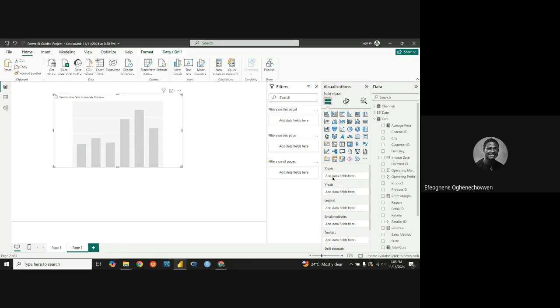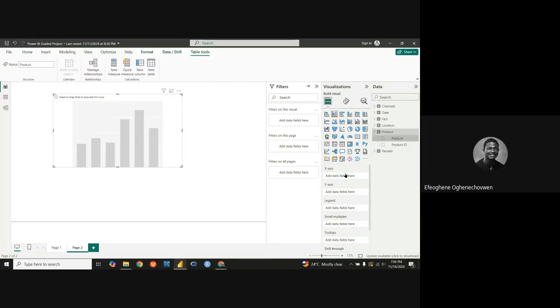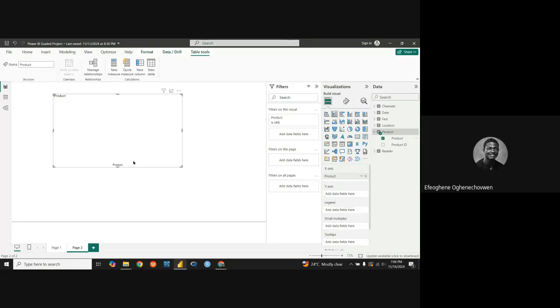Your x-axis can contain, I think this is the x-axis, then this is the y-axis, right? So your x-axis here can contain your categorical data. In this case, our product. So you have to understand the use of these visuals. Very important. You have to understand the use of this visual. It's very important. And the next thing I want to do is to gauge my profit to my cost, to compare it.